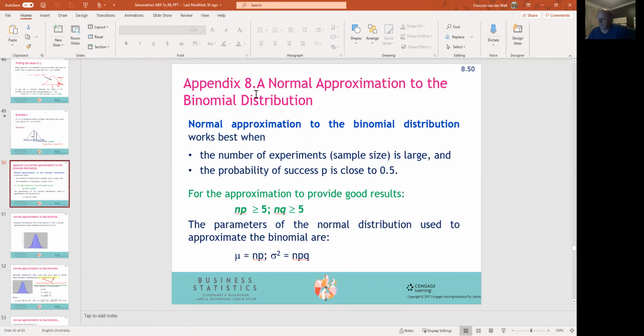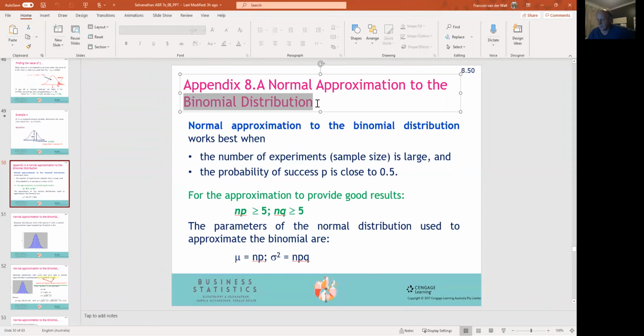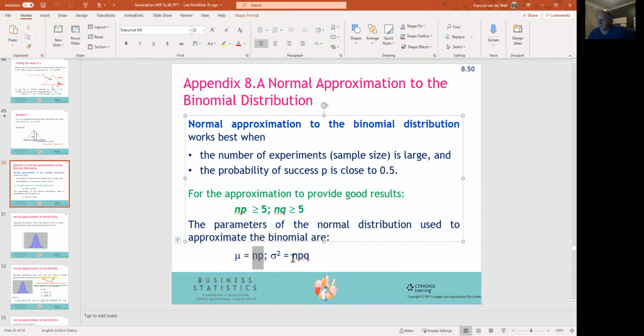It's interesting to note, but you don't need to know it, that there is a normal approximation for the binomial distribution, which we did last semester, where there are two values, and I've shown you the example of the red bead experiments. If the sample size is large and the probability of success P is close to 0.5, you can actually use the normal distribution and these formulas to calculate it.